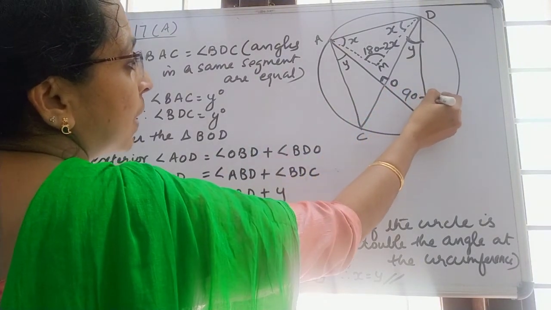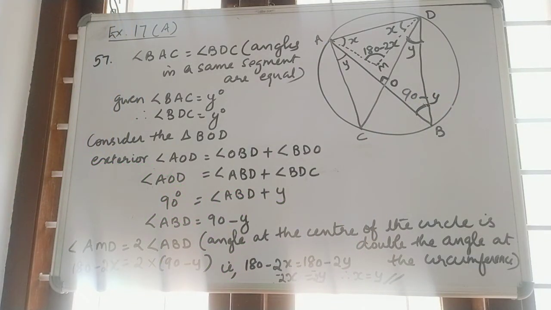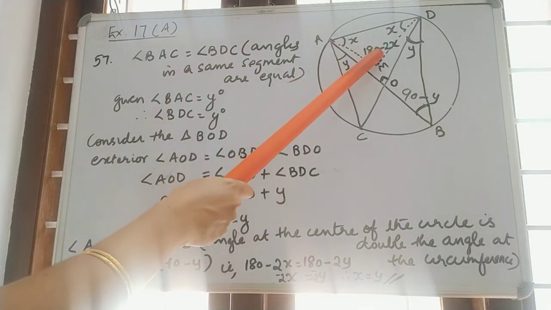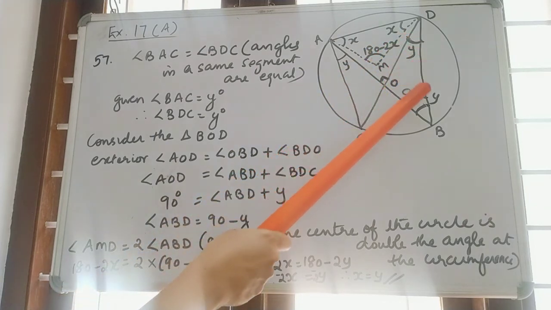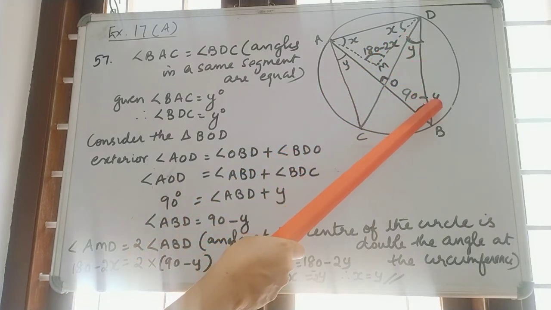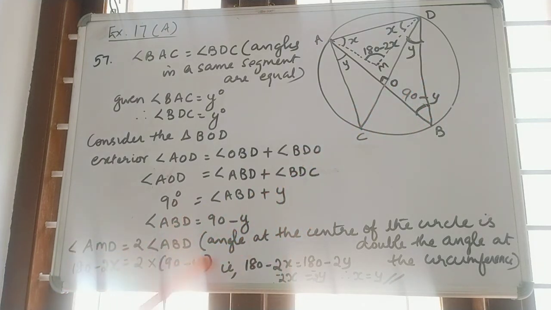So 180 minus 2X is equal to 2 into (90 minus Y), because this is a central angle, M is the center. So 180 minus 2X is equal to 180 minus 2Y. So 180 we can cancel. Minus 2X is equal to minus 2Y. Minus 2 again we can cancel. So X is equal to Y. Therefore we got X is equal to Y.